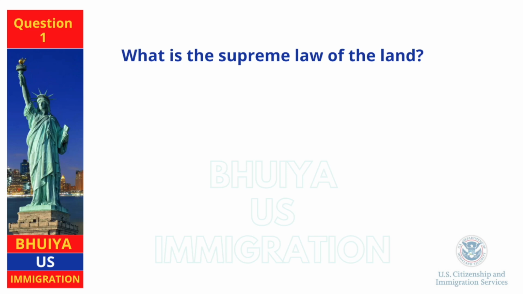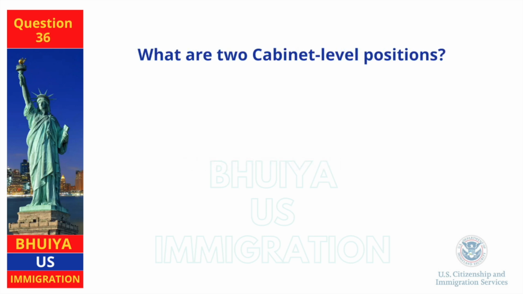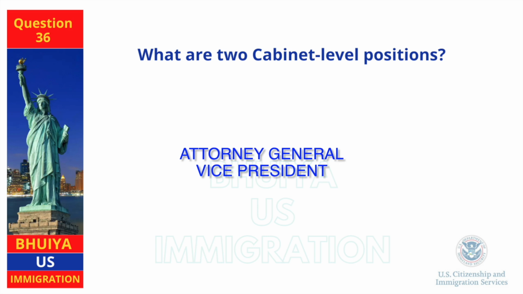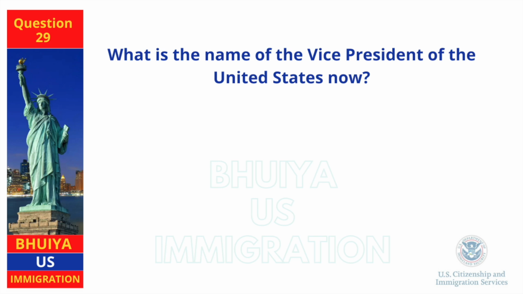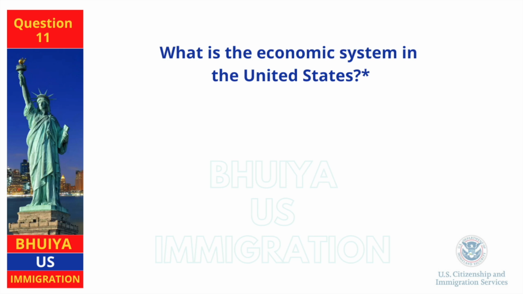What is the supreme law of the land? The Constitution. What are two cabinet-level positions? Attorney General, Vice President. What is the name of the Vice President of the United States now? Kamala Harris. What is the economic system in the United States? Capitalist economy.